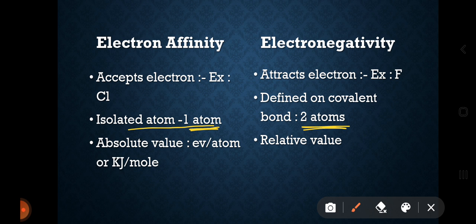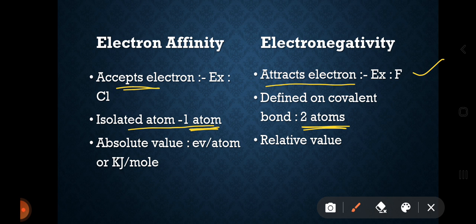Another one is, as we have seen in the definition of electronegativity, it is the tendency of an atom to attract the electron, whereas in electron affinity, it accepts the electron. Now let us take the example of fluorine. Fluorine actually attracts the electron, but it will not accept easily because of its smaller size. Whereas if you take the example of chlorine, it will attract the electron and then accept it. So that is the difference between electron affinity and electronegativity.